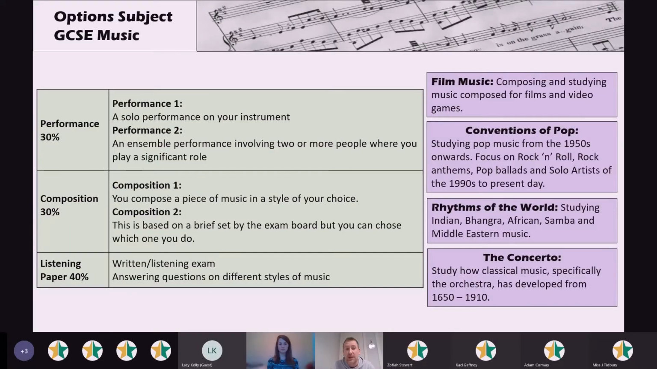One can be a piece of music of your own choosing, so it can be a rock piece if you're into rock. It can be a popular piece. It can be a vocal piece. It could just be a piece for the guitar. It can be anything. And then the second composition that you'll have to do is set by the exam board, and that often changes each year. Some things stay the same, but I wouldn't know what the composition is on until they hit year 11.